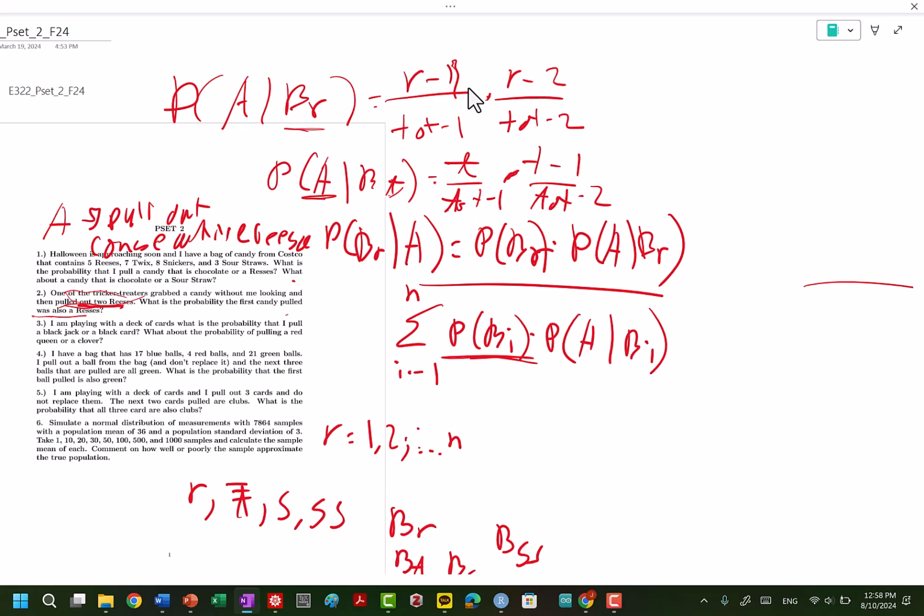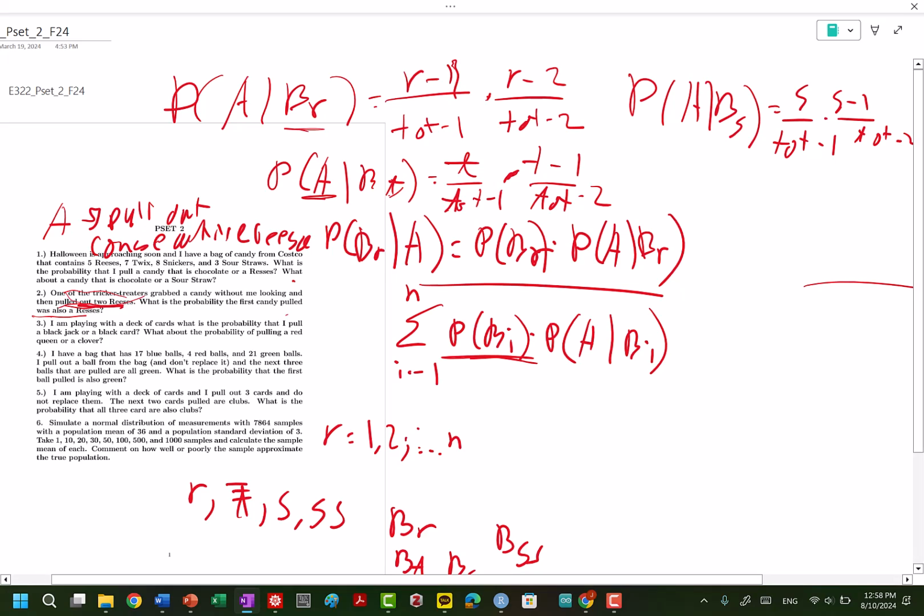So here you see the difference. We're still subtracting 1 from our total because we pulled out a first candy and it was a Reese's. But when we randomly grab and pull out 2 Twixes, it's just going to be Twix minus 1 and this minus 1. And the same thing is going to hold for the Snickers. So probability A, given that we're doing Snickers, is just going to be Snickers over tote minus 1 times Snickers minus 1 over tote minus 2. So we can go ahead and start to calculate that now.